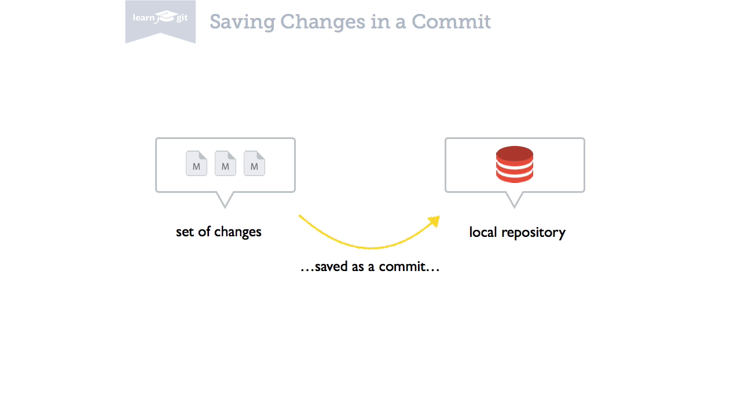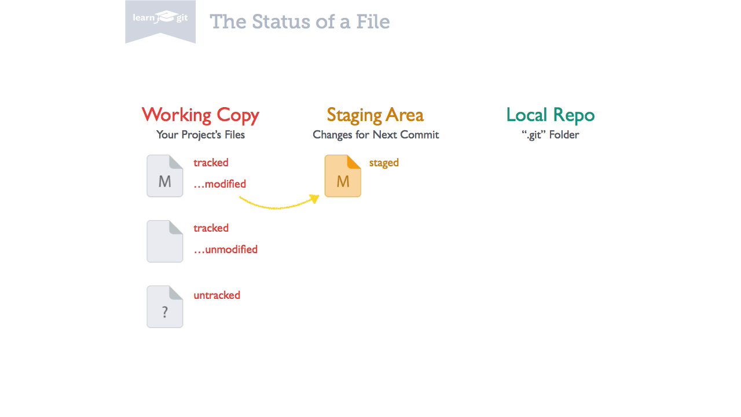A new commit, a new version in the repository, consists of a set of changes. But before we can save such a new version, we have to explicitly tell Git which changes we want in that next commit. To say it in a different way, just because a file was modified doesn't mean it will automatically be part of your next commit. You have to mark them by adding them to the staging area.